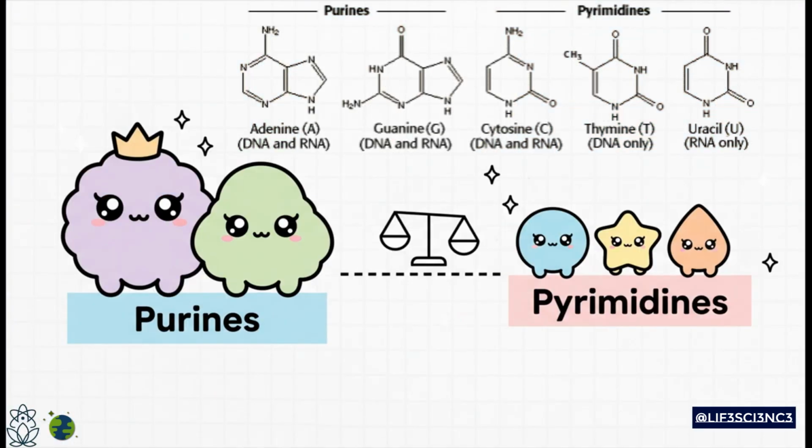These letters actually come in 2 different sizes. You've got adenine and guanine. Those are the purines. See how they have 2 rings? They're the bigger ones. Then you have cytosine, thymine, and uracil, the pyrimidines, which are smaller, with just 1 ring.